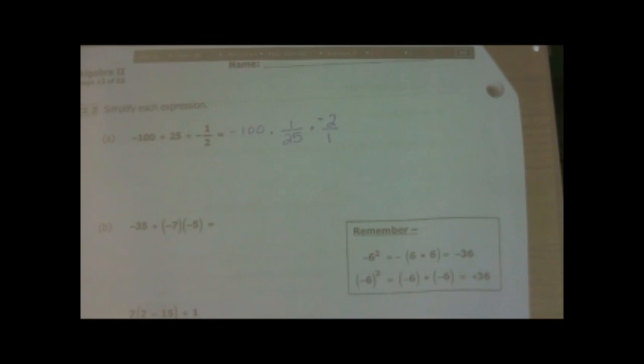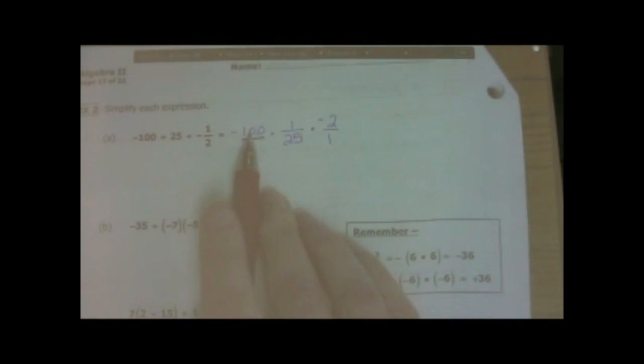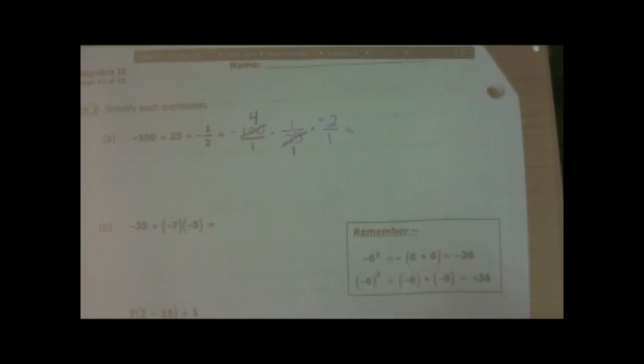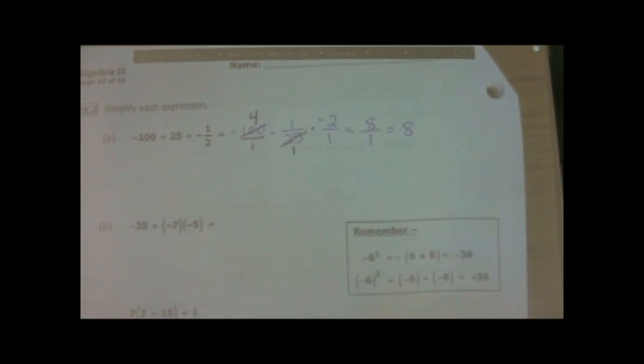Never cancel with division signs. Get multiplication signs first, and then you can cancel. So here, I'm going to put a 1 under here. First of all, I've got how many negatives? 1, 2. My answer is going to be positive. So here's what I've got. 25 goes into itself once and into 100 4 times. So here's what I have. I have 4 times 1 times 2 is 8 on top. 1 times 1 times 1 is 1 on the bottom. Go to the next step. This is just 8.